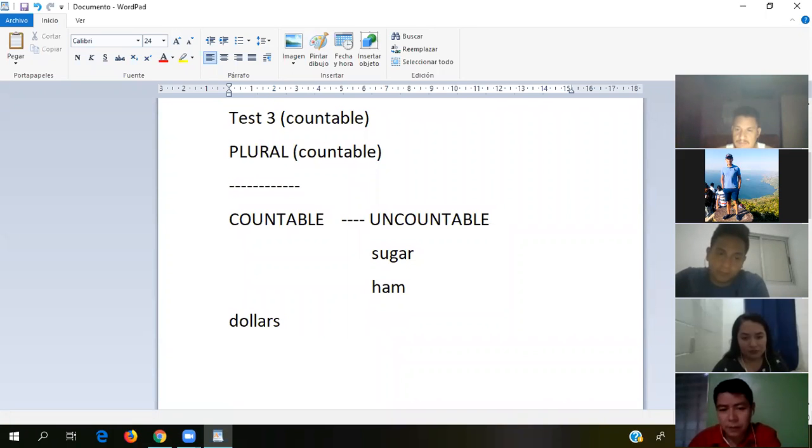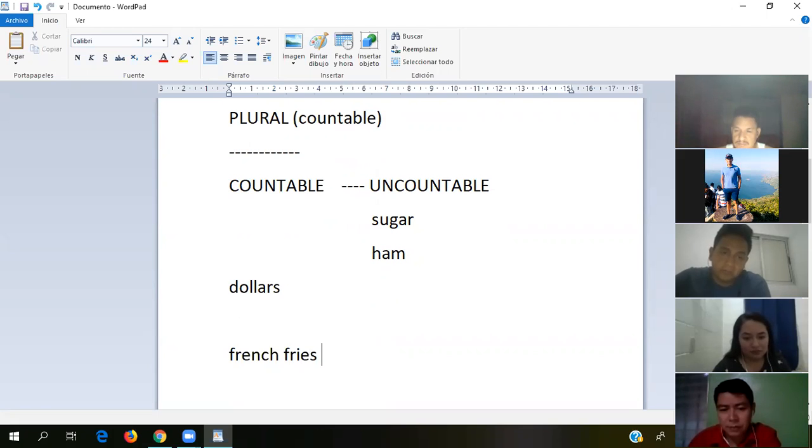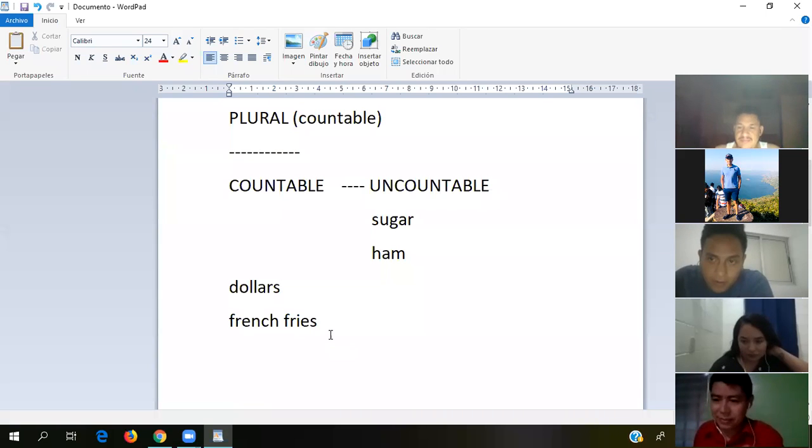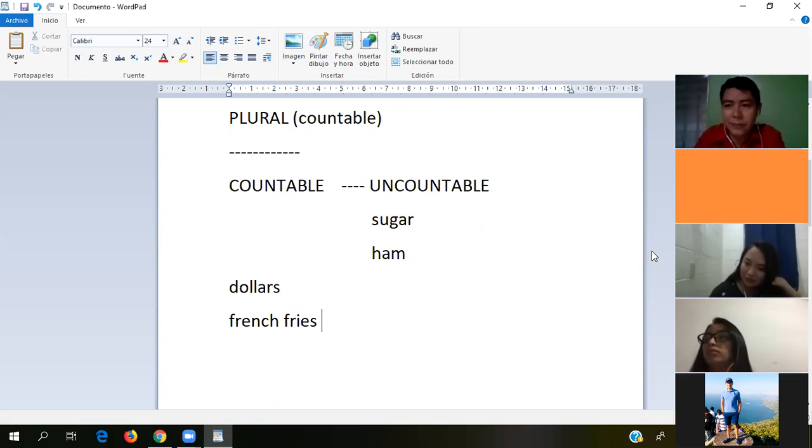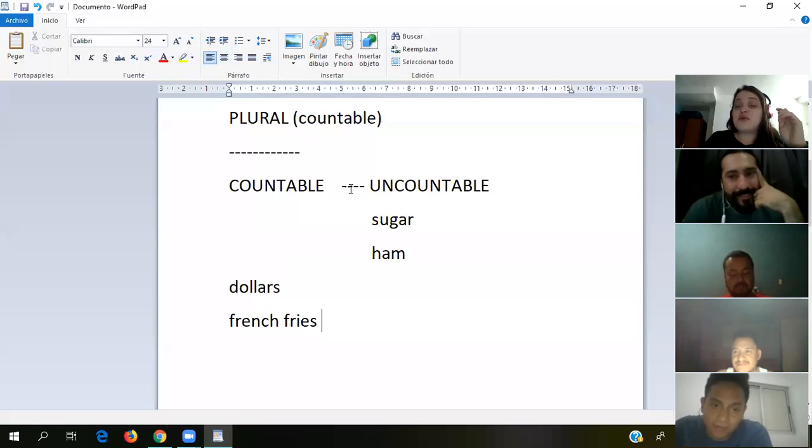Dollars, it is countable. What about French fries? Uncountable? Parece incontable, pero es contable, porque si existe el plural, se puede contar. Okay, so I have two tips, right? French fries, it is countable. Pero usted le puede decir a alguien, me das una sola papita, me quedan tres papitas. Ahí sí. Tienes razón, Gio. Si el plural existe, existe el contable. Porque para azúcar no se dice azúcares, no se dice aguas. Dineros no existen. So, these are the two keys to determine if it is countable or not countable.